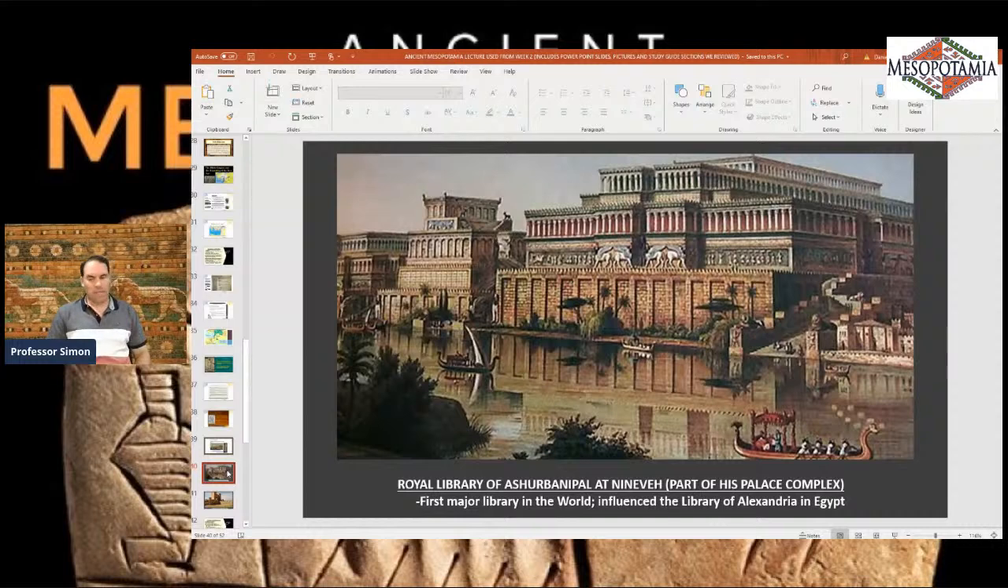Oh, the library did influence Alexander the Great. If you know about this, Alexander, when he conquered Mesopotamia, found the ruins of it, and he decided to build his own library, and that was the famous Library of Alexandria in Egypt. So that was the next library that followed and copied what they did under Ashurbanipal.